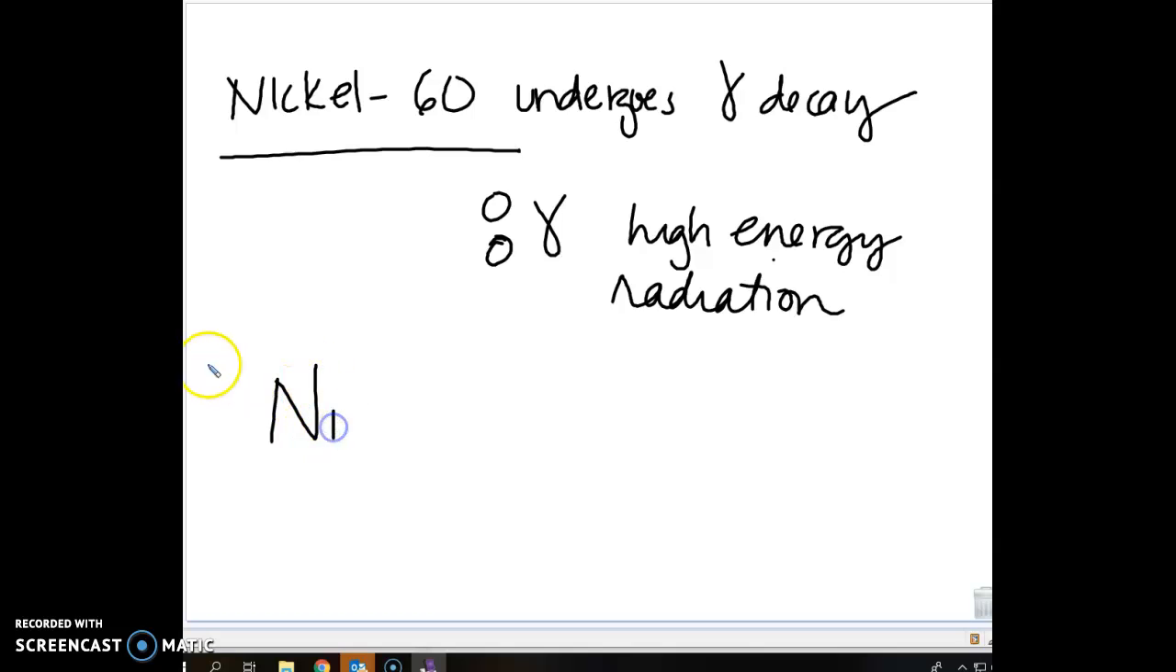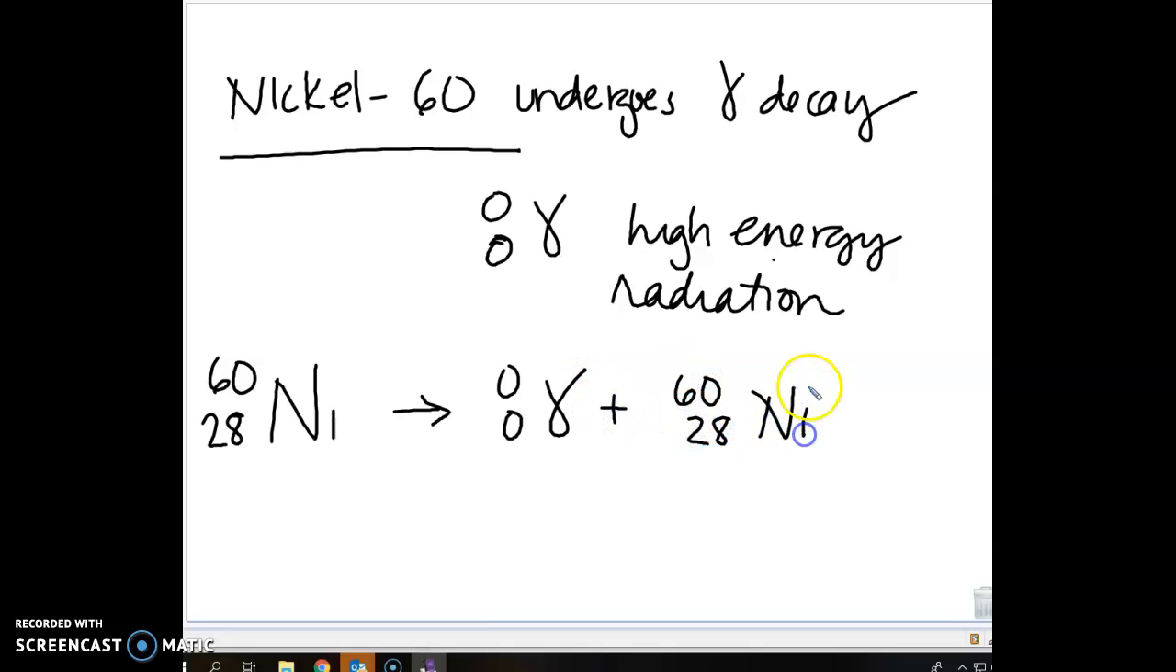So when I write this out, I'm going to put my 60 here. I go to my periodic table. Nickel is atomic number 28. It undergoes gamma decay, so I'm going to put my gamma particle, and I'm still left with nickel 60. Okay, I didn't change the element because I didn't actually get rid of a particle. I'm going to say it's gamma decay, but just know it doesn't actually have any protons or any neutrons. So what I start with is what I end up with.